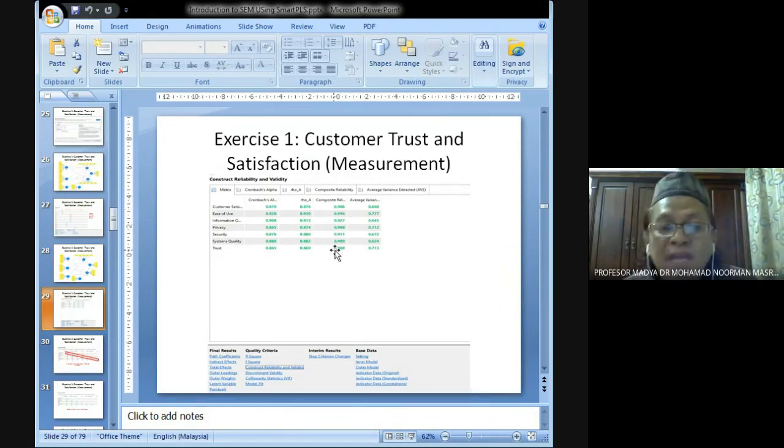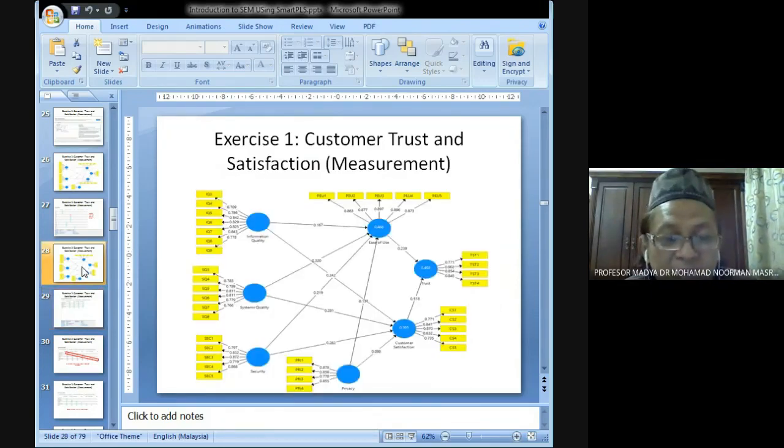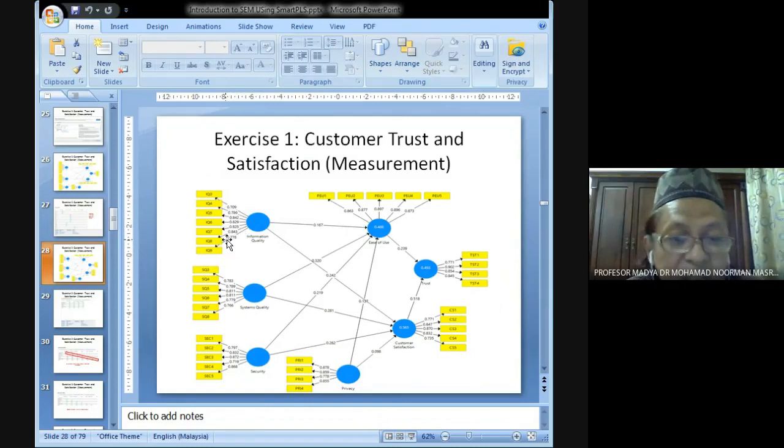Now, what if the value is less than 0.7? If the value is less than 0.7, it means that some of the items have low factor loading. For example, if the composite reliability for information quality is less than 0.7, it means some of the items have low factor loading. What is meant by factor loading is the score written on the arrows. These are the factor loadings.